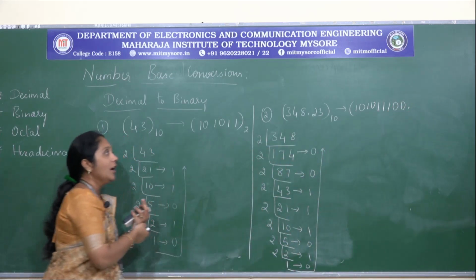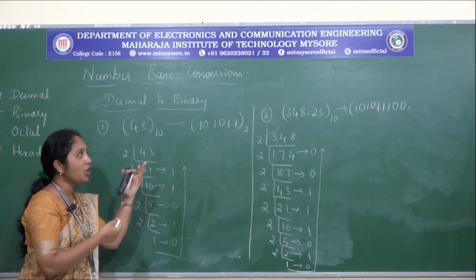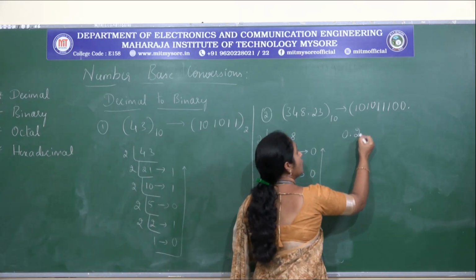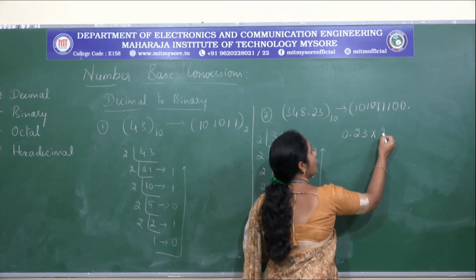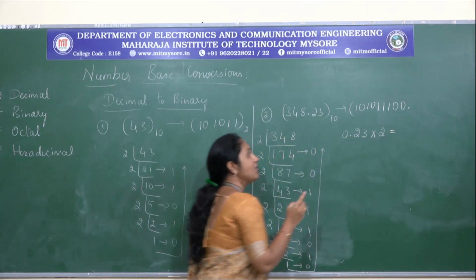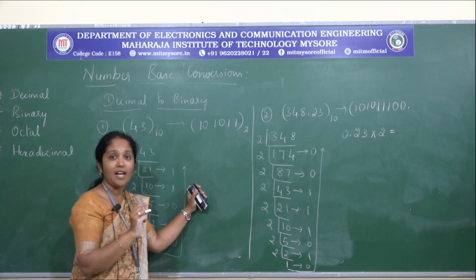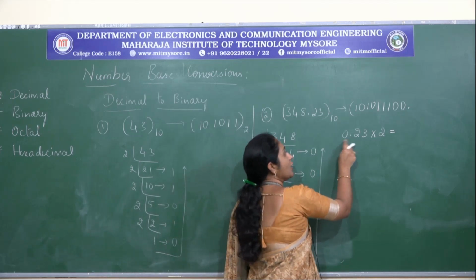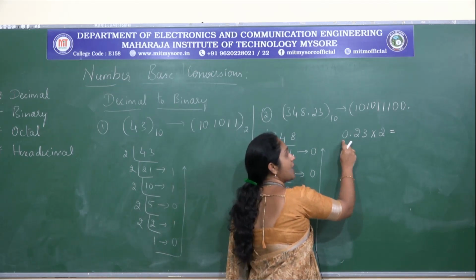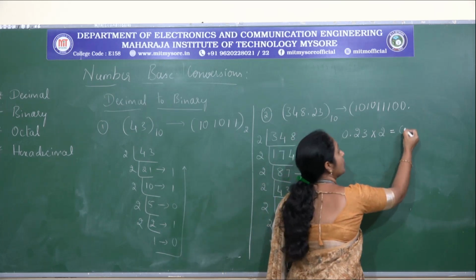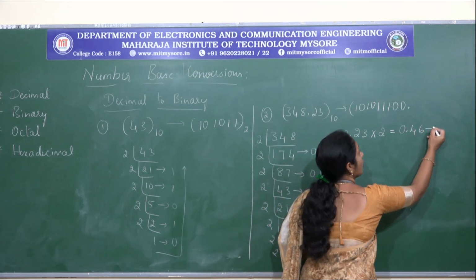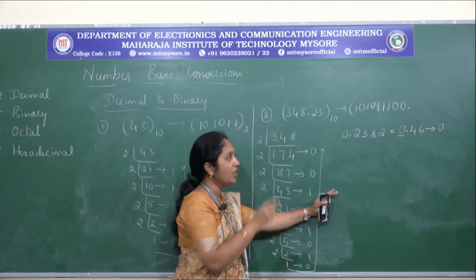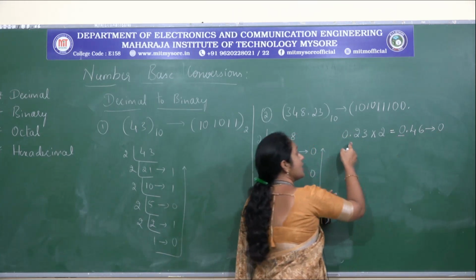Now we need to learn how to convert this 0.23 into binary. Let me consider the fractional part 0.23. What are we supposed to do here? The procedure for converting the fractional part is to multiply by 2 and record the digit which is before the decimal point. For example, 0.23 is the fractional part. If you multiply, we will get 0.46. Here I have 0 as the digit before the decimal point. I need to note it down.